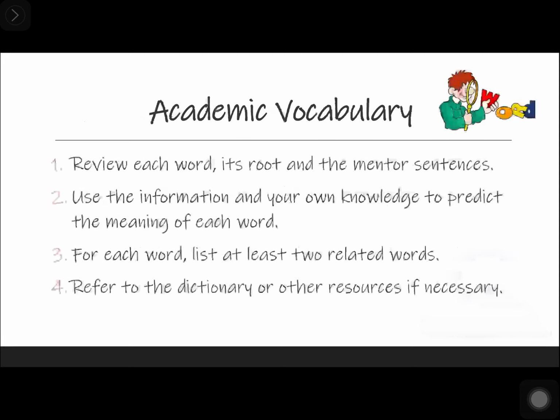All right, so before we start, we're gonna do some academic vocabulary. We're gonna review each word, its root, and its mentor sentences. Mentor sentences are like sentences that give you a clue as to what it means. You're going to use that information in your own beautiful brain to predict that meaning. You're going to try to find some related words that could fit in with that might relate somehow, even if the connection is very loose. And you can also use the dictionary or other resources if you want to do that.